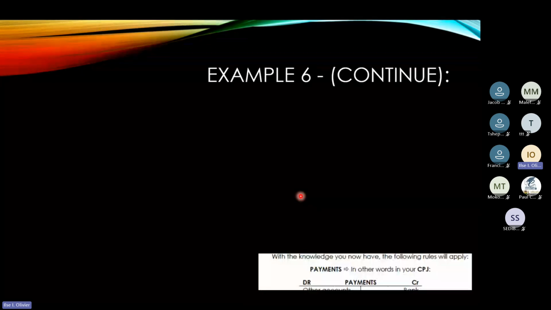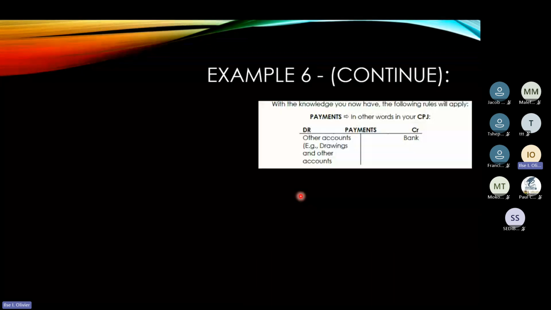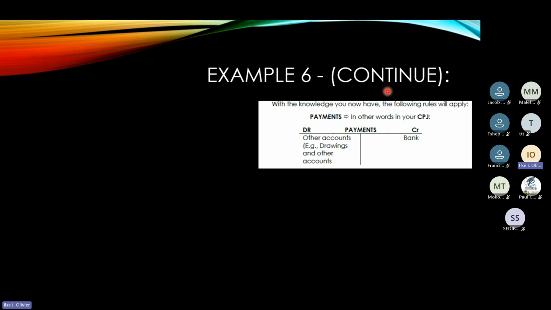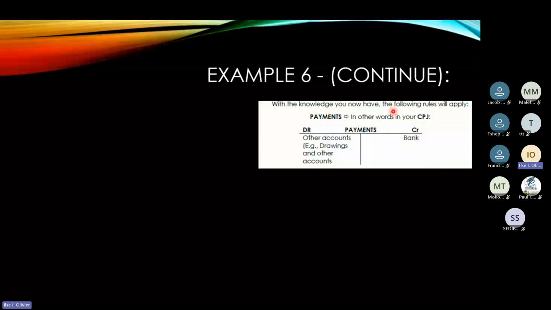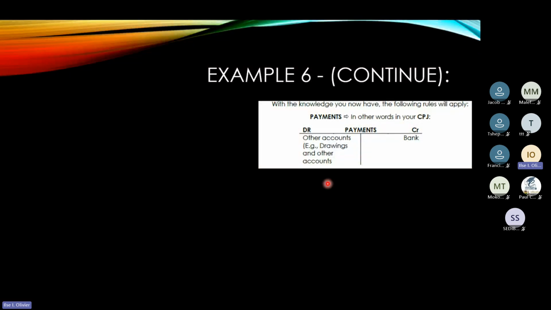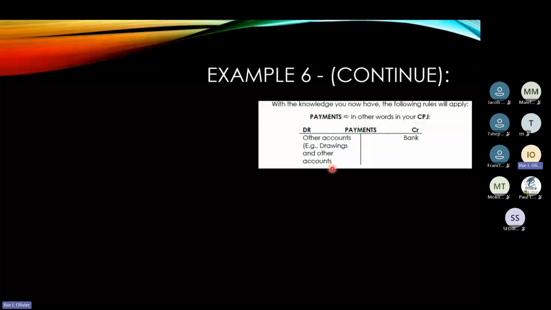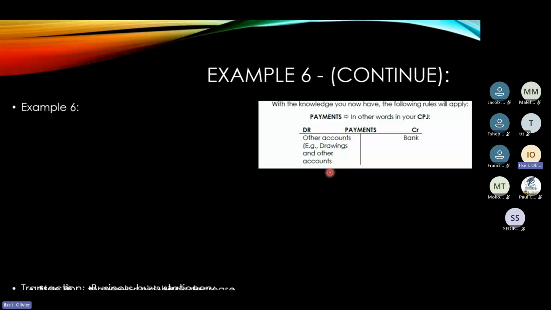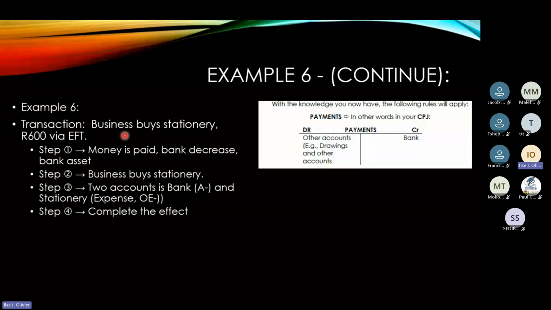Right, so let's look at an example. Remember now, if we look at the CPJ, it always works the same. Your most important column in your CPJ is bank. What do we know about bank? Bank is an asset. An asset that decreases will be credited. So all the other accounts, like drawings and land and buildings, vehicles, and water and electricity and stationery, will be debited. So if we look at an example: the business buys stationery for 600 Rand via EFT.